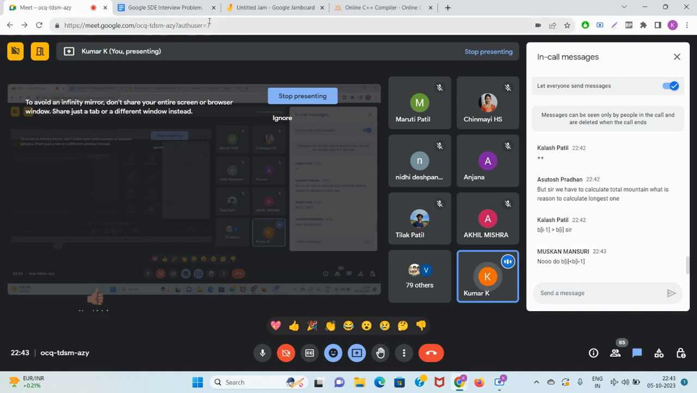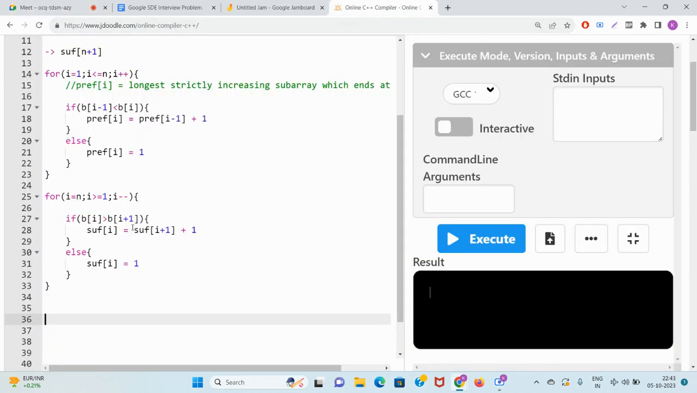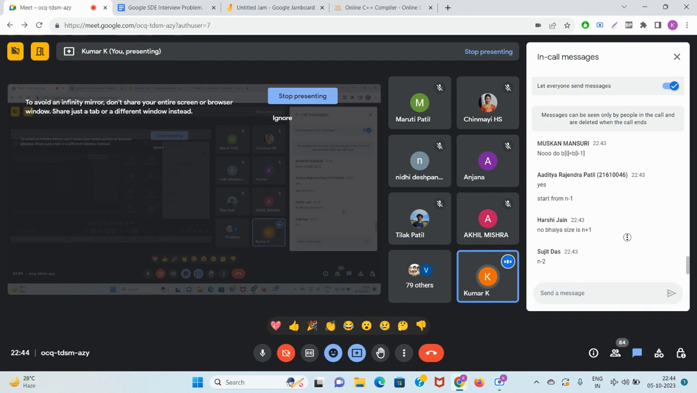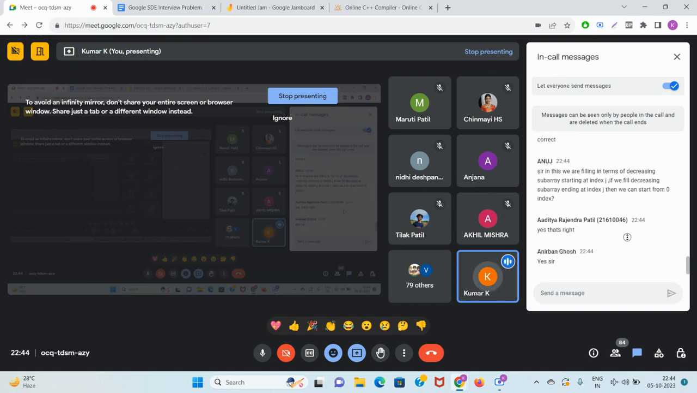Guys, did I write anything wrong? Let's start from n minus 1 for safety. And let me write here: suf of the last n will be 1 only, I don't need to compare it with anyone. Guys, what is wrong here? If b of i is greater than b of i plus 1, only then I will do suf of i equal to suf of i plus 1 plus 1, filling from the back. Guys, am I correct or not?